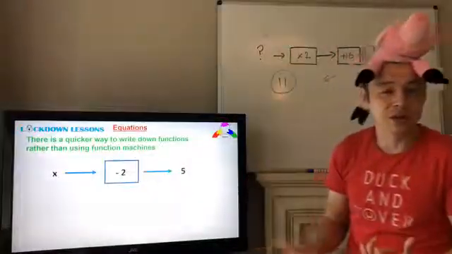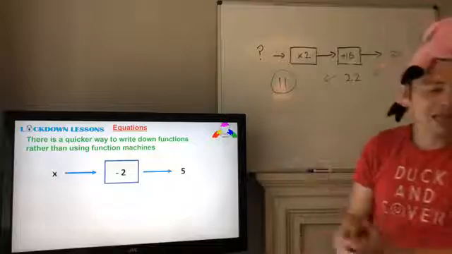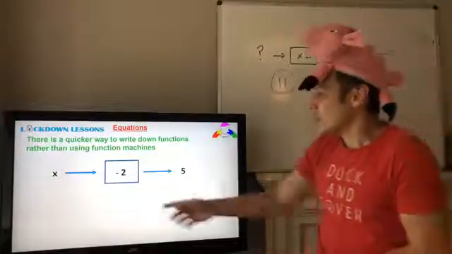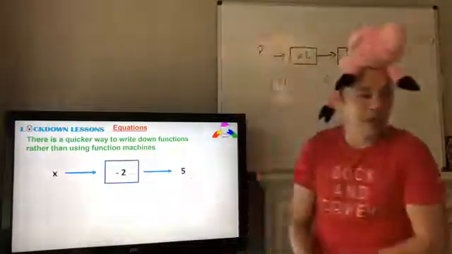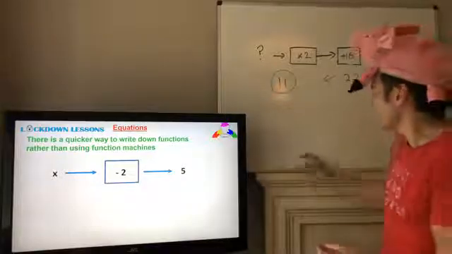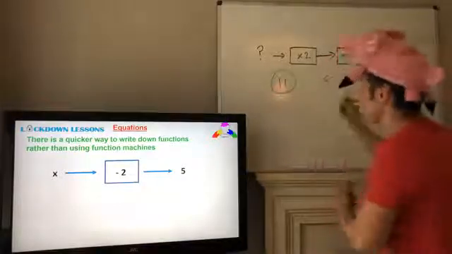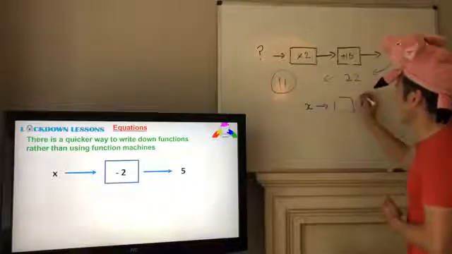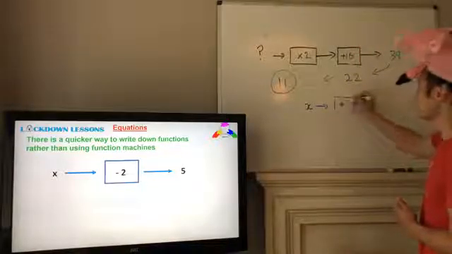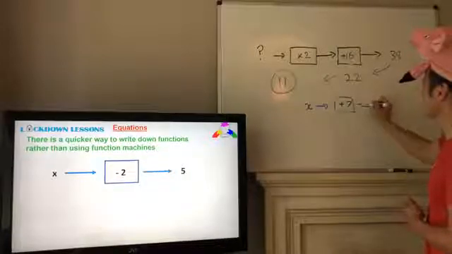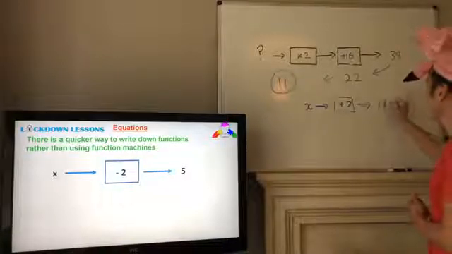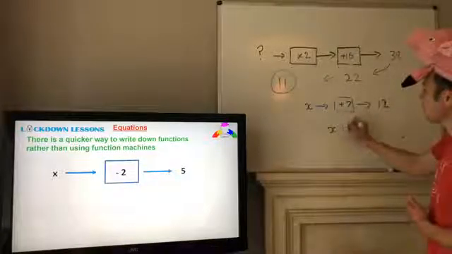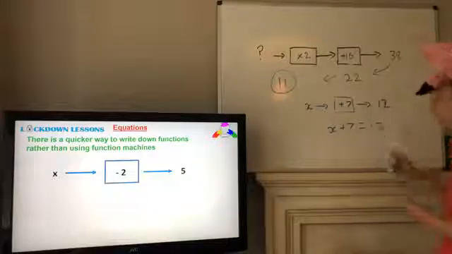Right, so can you write down the equation that goes with that one? So what's the equation? So the x in, can you write down the equation? So what equation does this function machine work? Think about the last one. The last one I'll put on the board here actually. The last one was this. It was x goes in, we had plus 7 or something like this, gives you 12. So this would be x plus 7 equals 12.